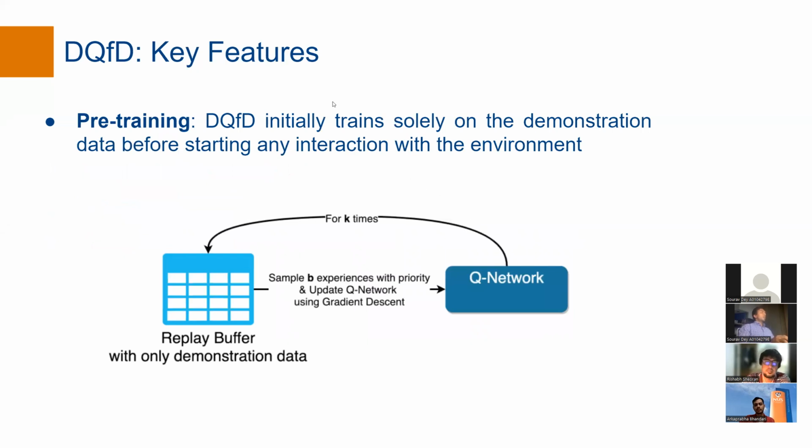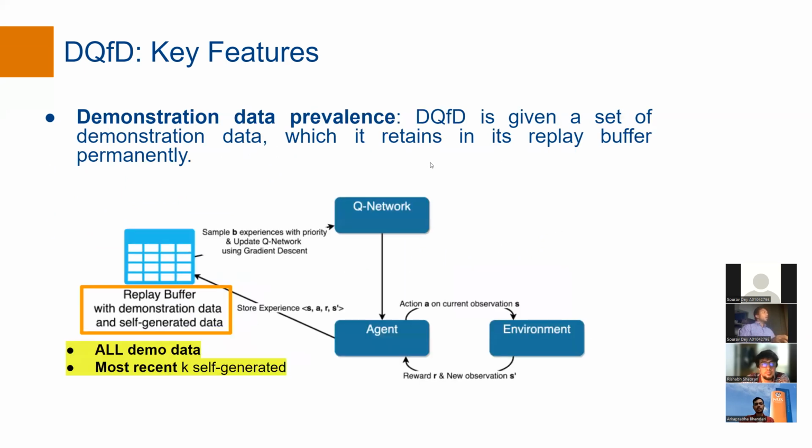Starting with pre-training. DQfD initially pre-trains solely on the demonstration data before starting any interaction with the environment. During each iteration, the model samples B experiences from the demo data in the replay buffer and updates the network using gradient descent. This process repeats k times until the pre-training phase is completed. Note that in this state, the replay buffer only consists of demonstration data that is provided as part of the model itself.